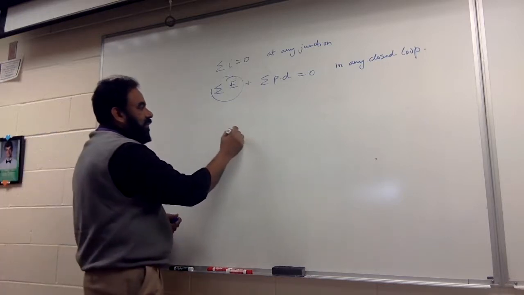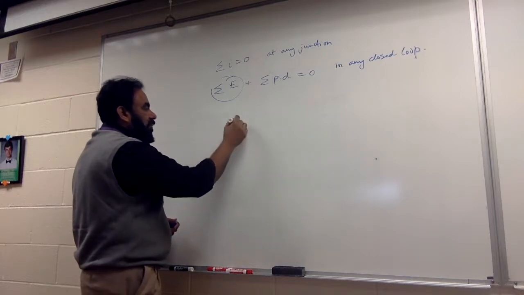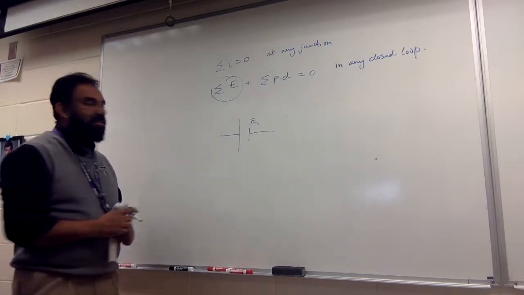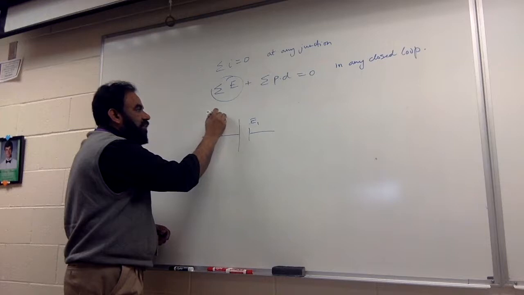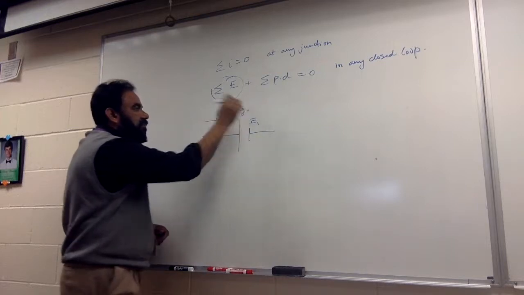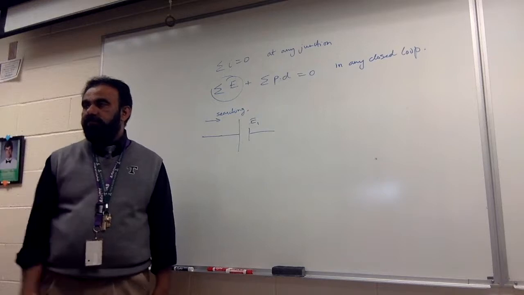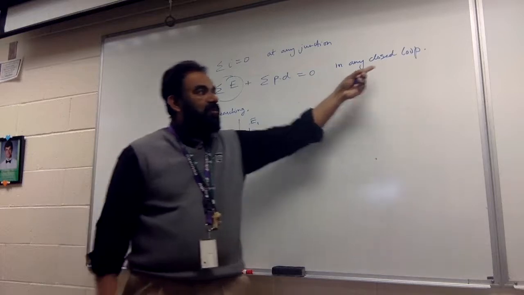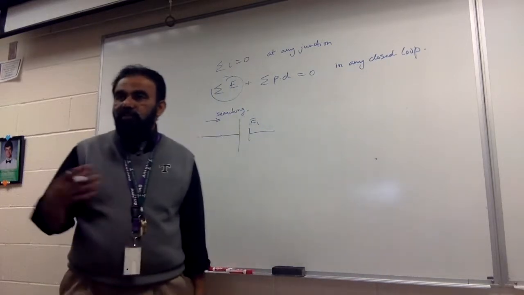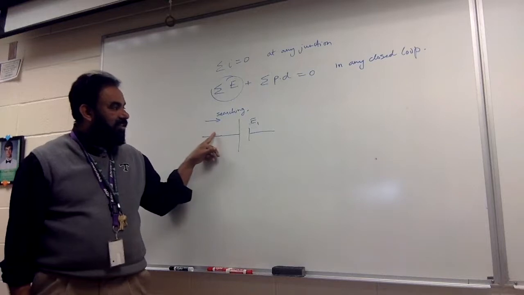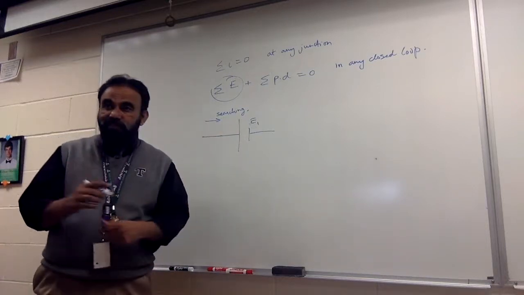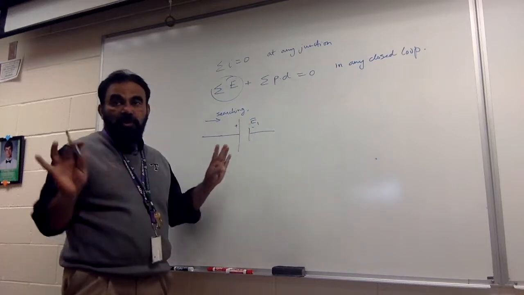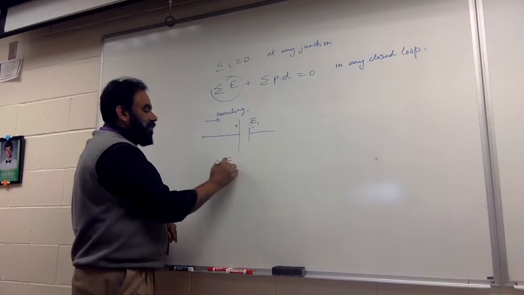So for that, if there is a cell like this, and if you're searching in this direction, if that's the direction of search, how do you get EMFs and potential differences? You have to go along a closed loop and search for it. And when you're searching in this direction, which terminal are you going to hit first? Positive terminal. Because you're going to hit the positive terminal first, this EMF is positive.